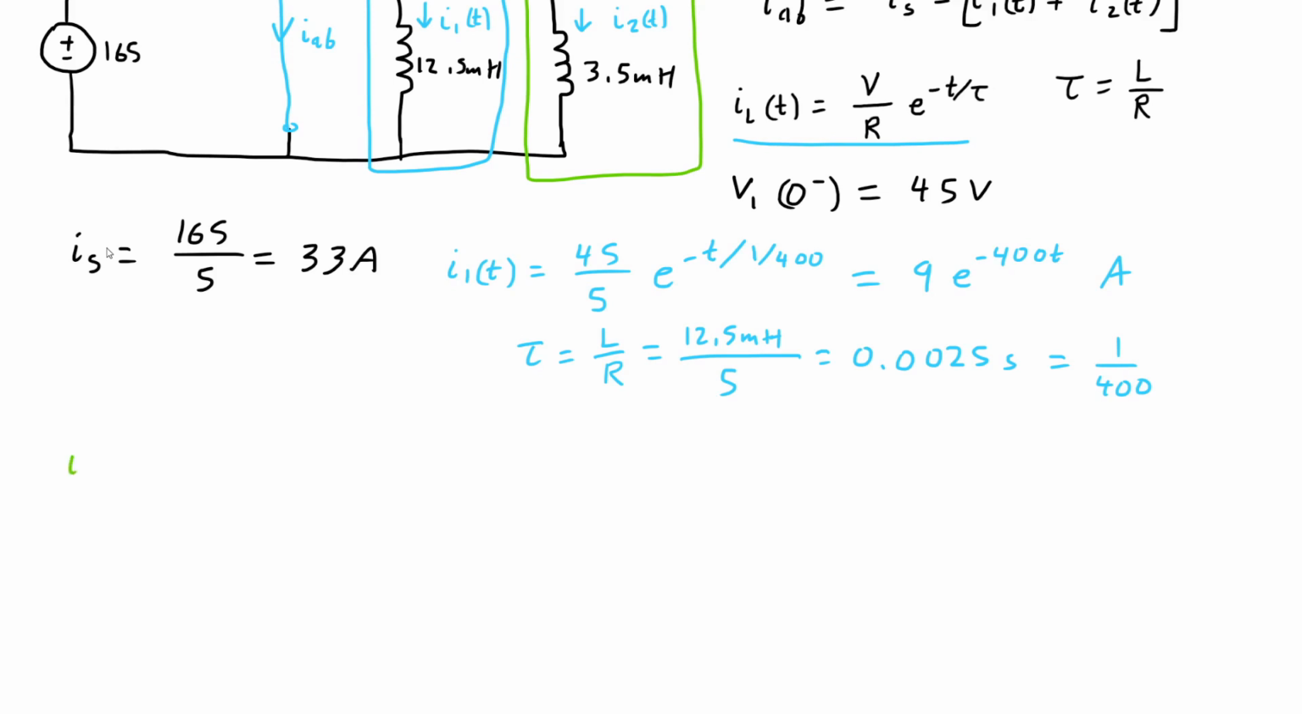So I'm going to do the same thing for I2 of t. We're going to have that initial voltage divided by R, then e to the minus t over tau, and tau is going to be, once again, L over R, 3.5 millihenry divided by 3 ohms, which is 3.5 over 3. Not a pretty number.